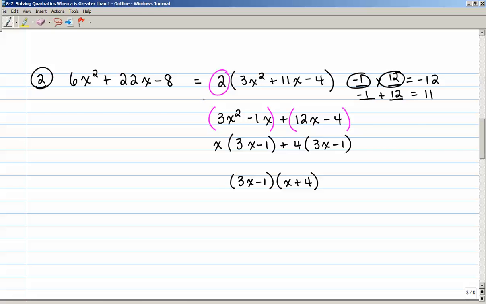And I'm not done. I need to remember to put my 2 out front. This 2 comes down and goes out front. So my final answer, final factored form, is 2 times 3x minus 1 times x plus 4.